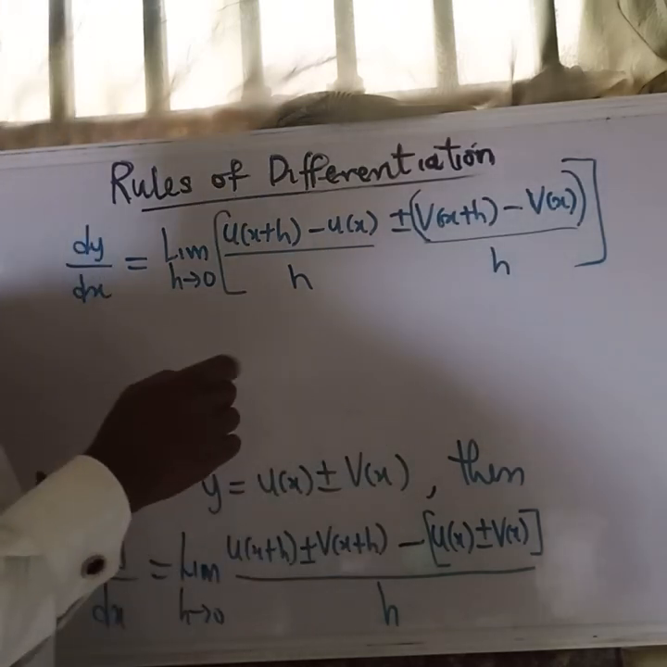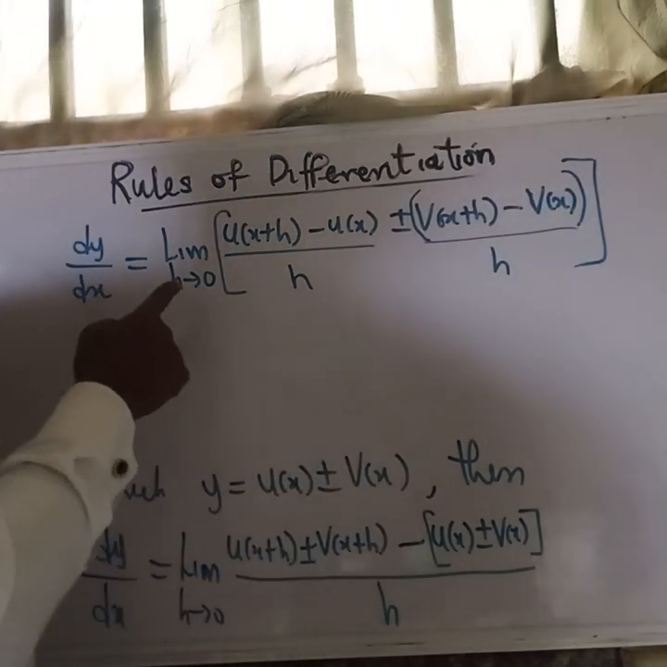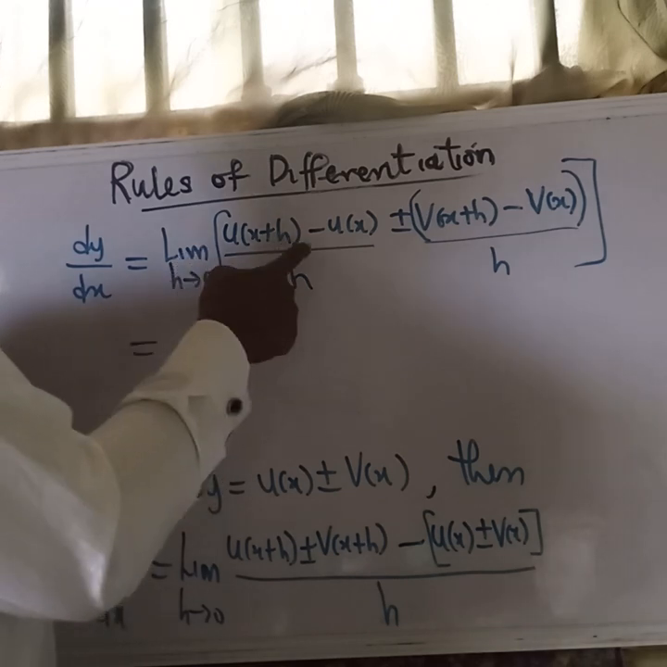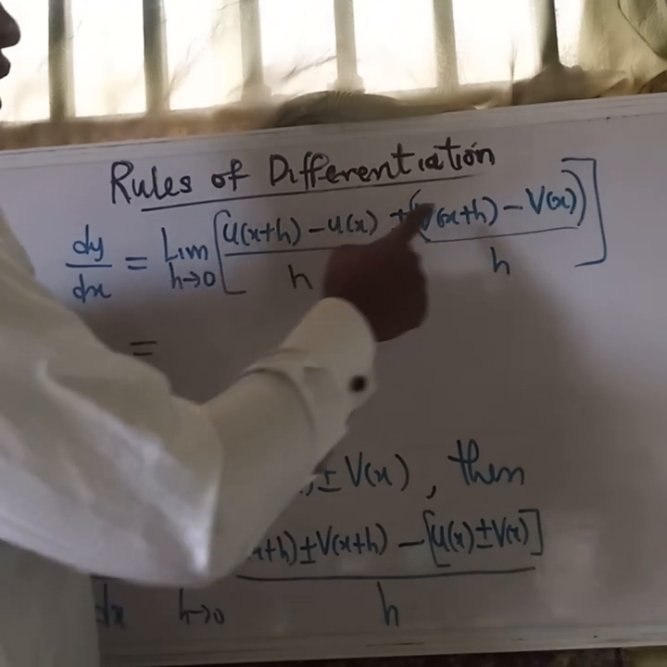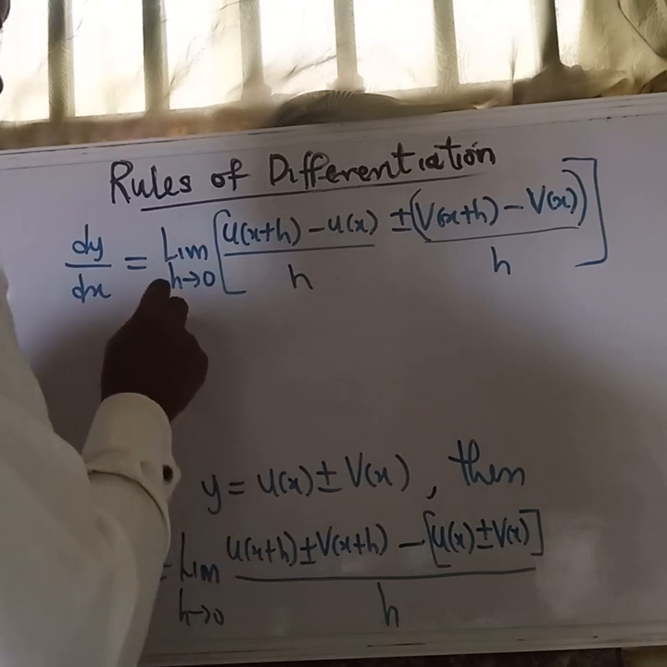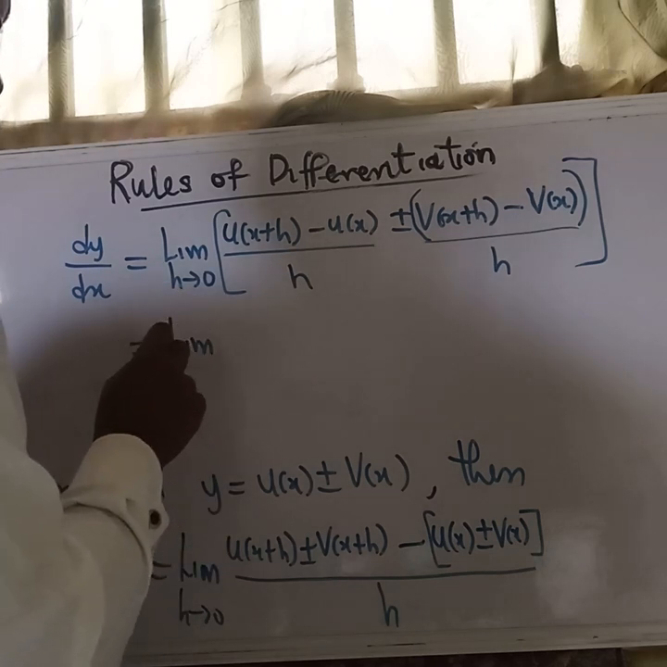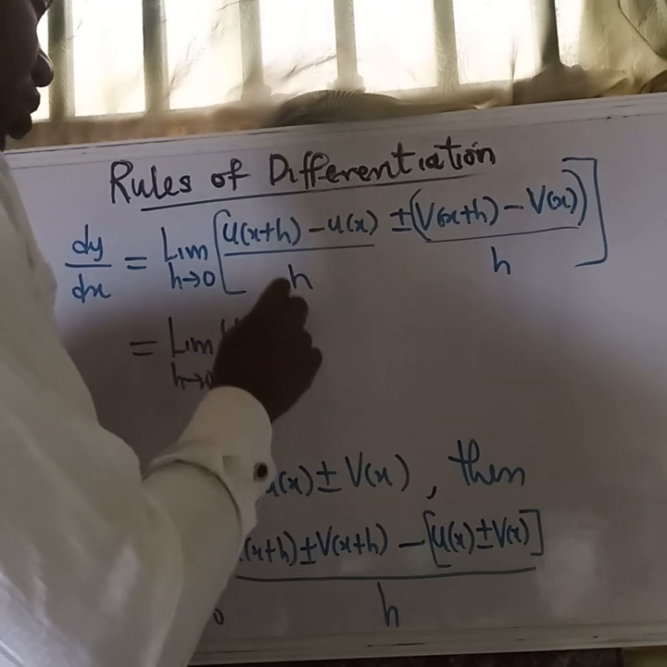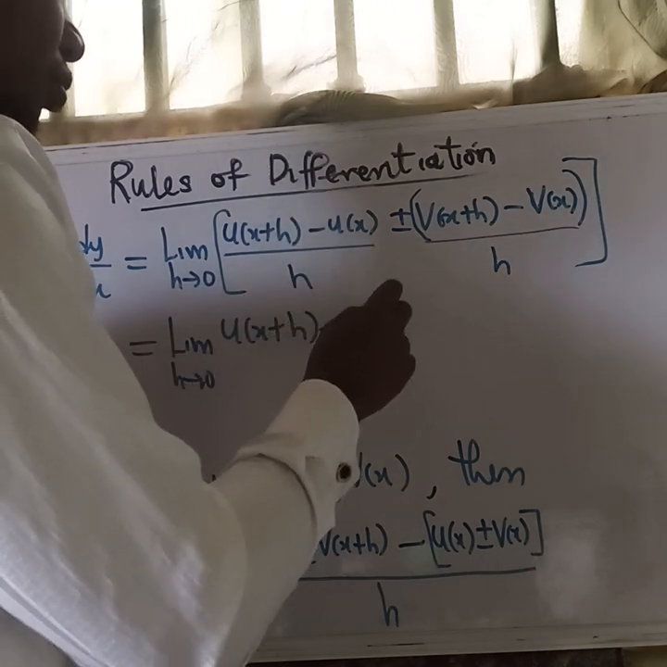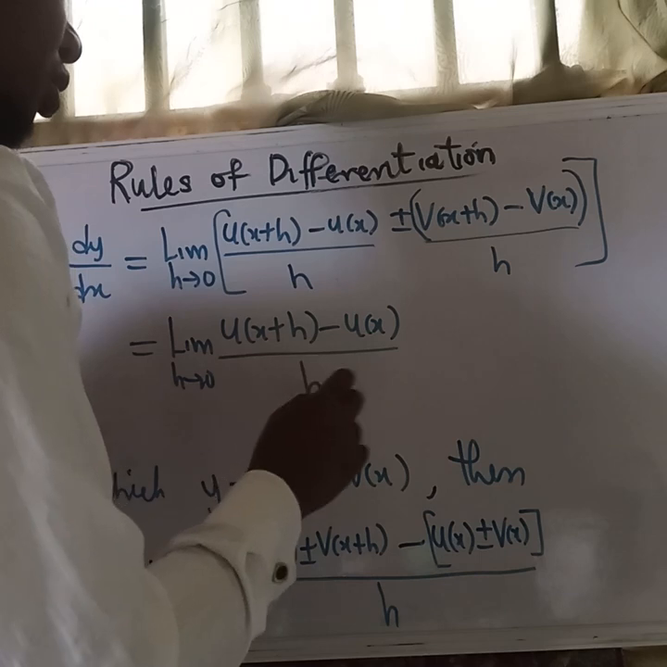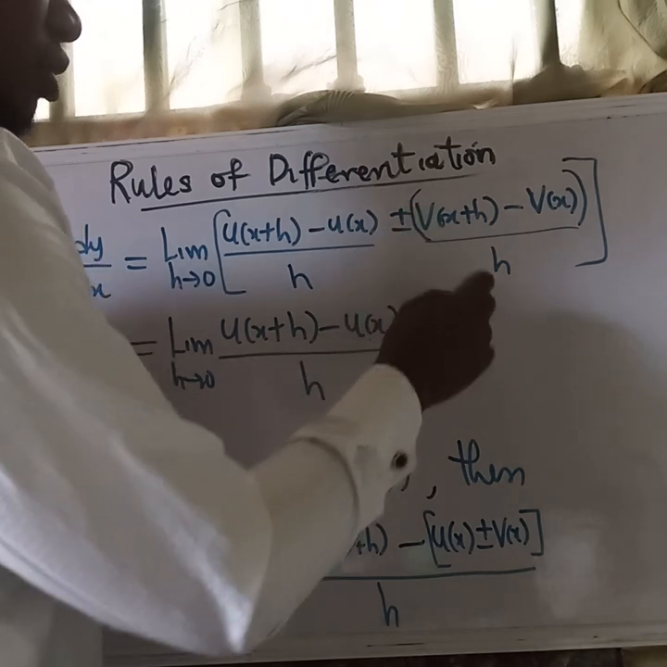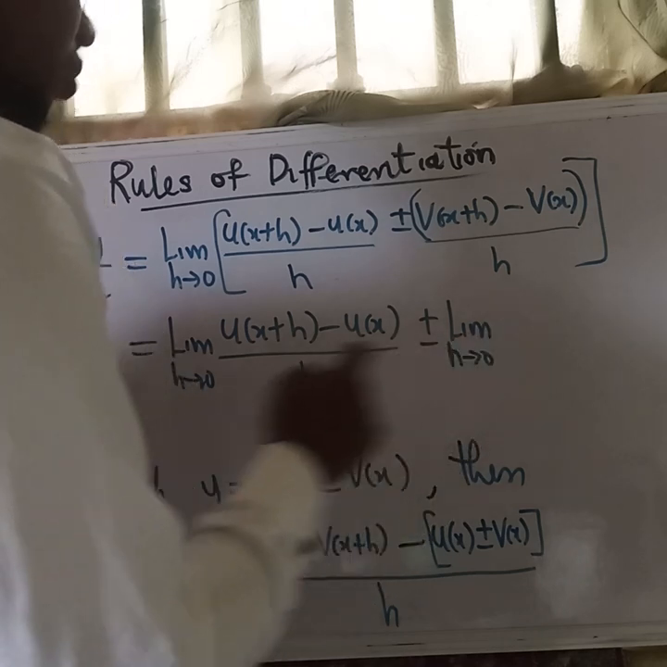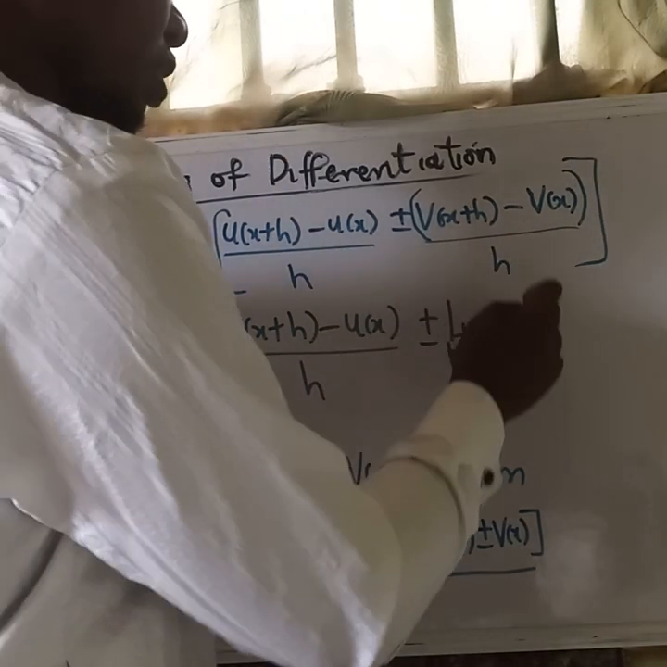Okay, so by the limit property, this limit affects this term, and it also affects this term. So we can split the limit on this, so that we have plus or minus according to the limit law. Okay, so what we have here is this, then this will be this.